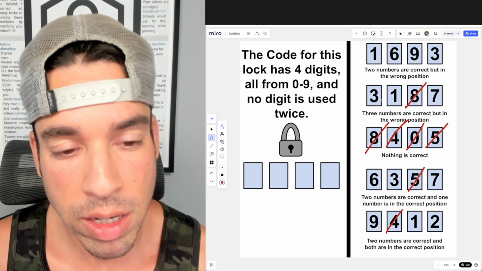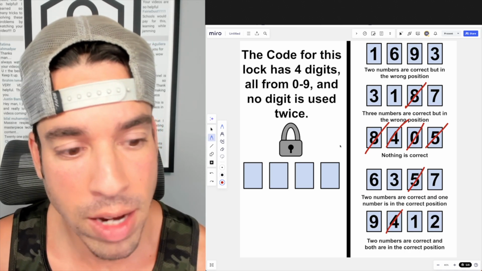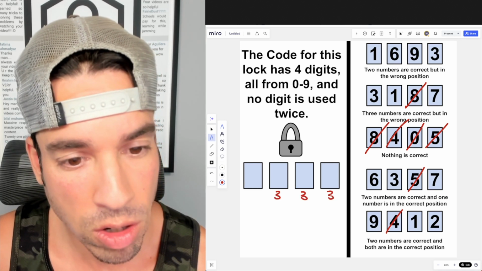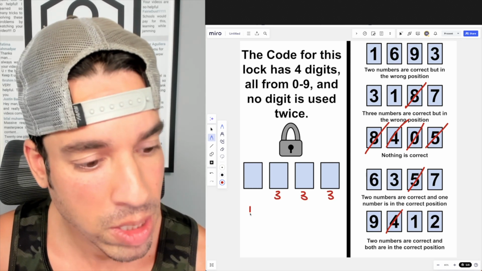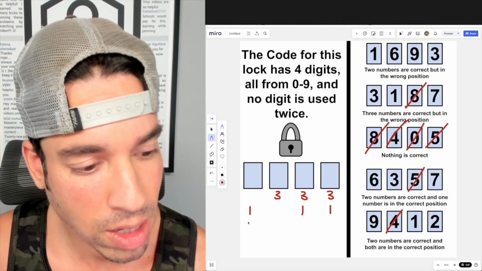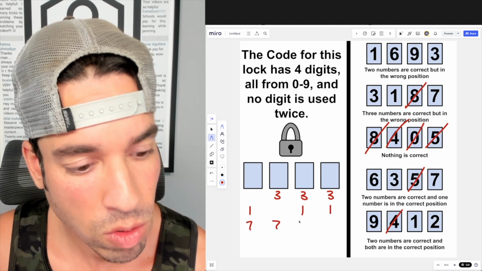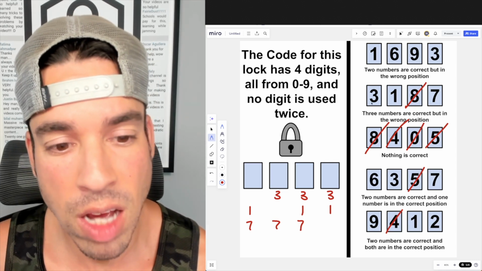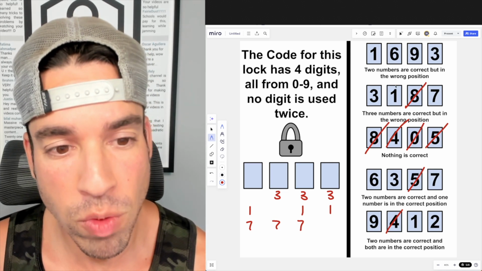But it also says they're all in the wrong position. So I know that 3 can be here, here, or here. I know that 1 can be here, here, or here. And I know that 7 can be here, here, or here. Now I can take the information I have up here and move to the top clue. It says that 2 numbers are correct but in the wrong position.